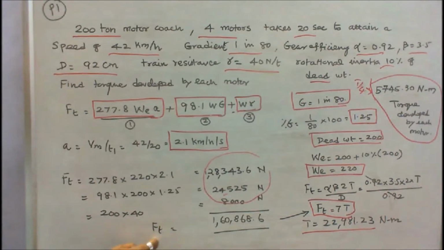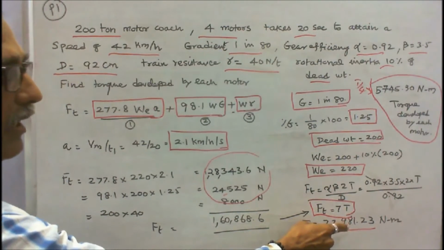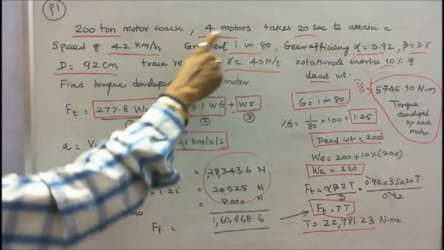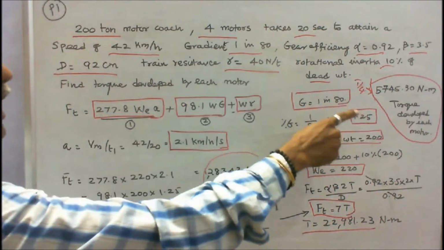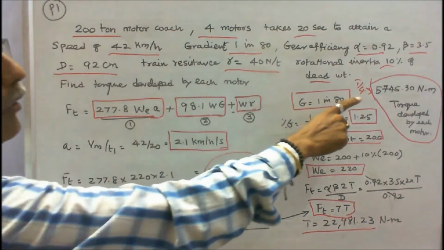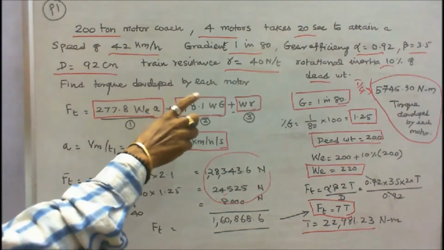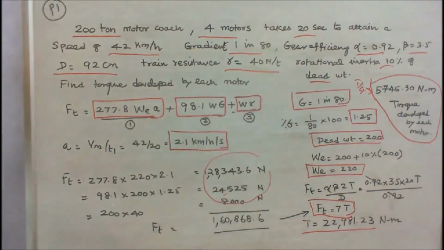We know that Ft is 1,60,868.6. That value divided by 7, we will get the torque, 22,981.23 Newton meter. That is the torque developed by 4 motors. This torque divided by 4 will give the torque developed by 1 motor, that is equal to 5745.30 Newton meter. So the torque developed by each motor is 5745.30 Newton meter.